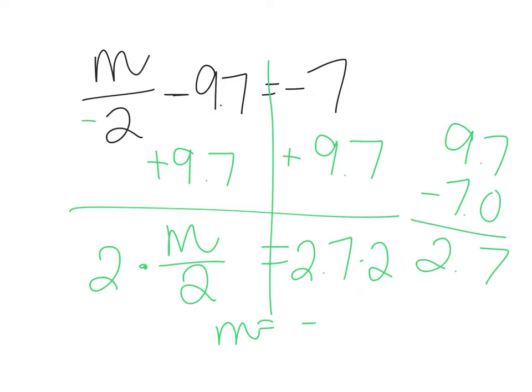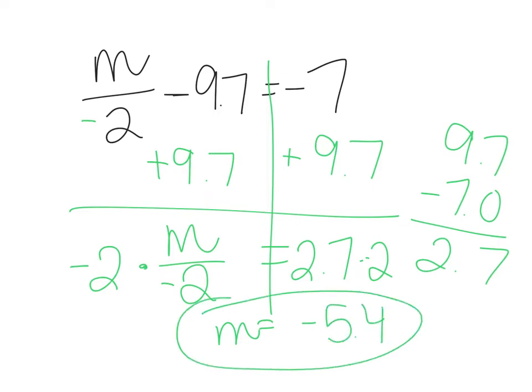our original problem was a negative, so whoops, let me fix that. So it's a negative and a positive, so it's a negative 5.4. Circle your final answer. Notice I just kind of went back and fixed that. So the original problem was m over negative 2. So when I came back down here, I multiplied by negative 2 on both sides. So a negative and a positive gets me back to a negative.